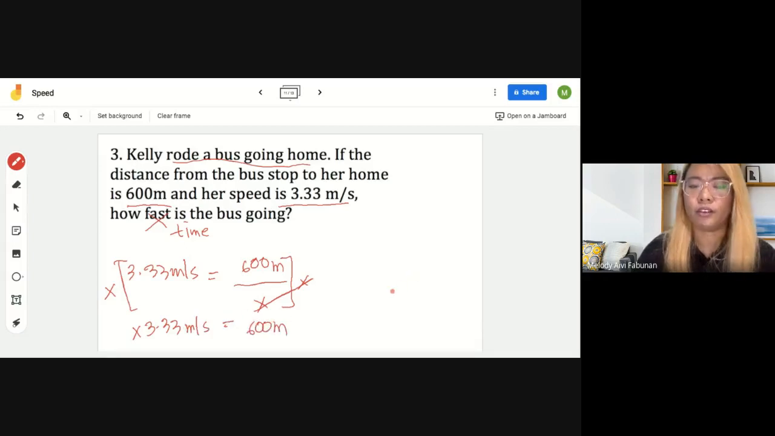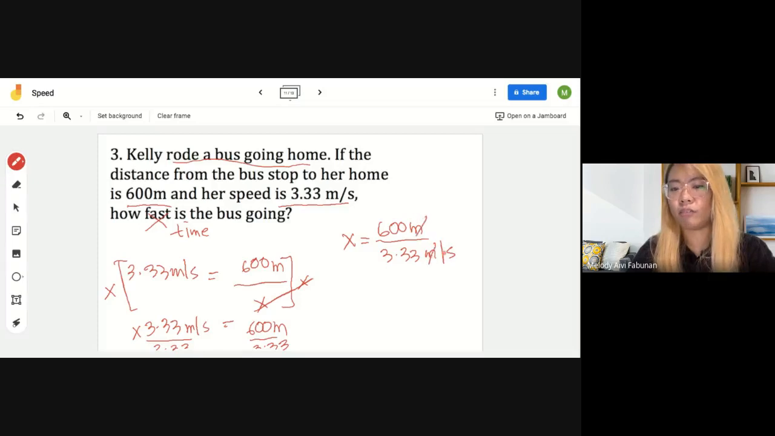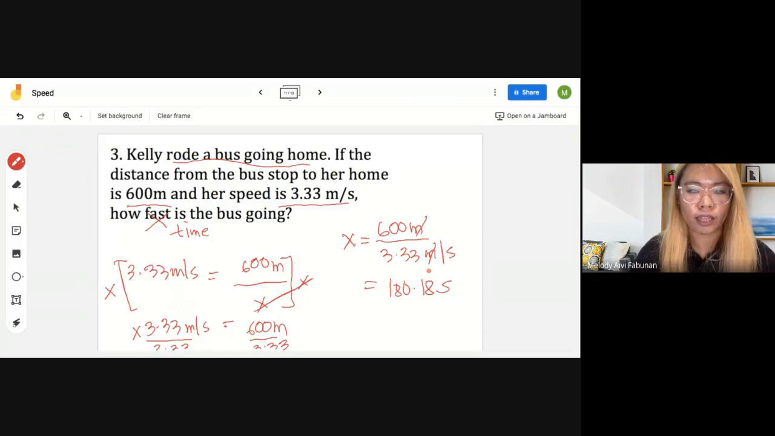So in order to come up with the value of x, we are going to divide this with 3.33. So x now is equivalent to 600 meters divided by 3.33 meter per second. So cancel yung meter dito, automatic, ang unit natin ay seconds. So now it's 600 divided by 3.33. We came up with 180.18 seconds.